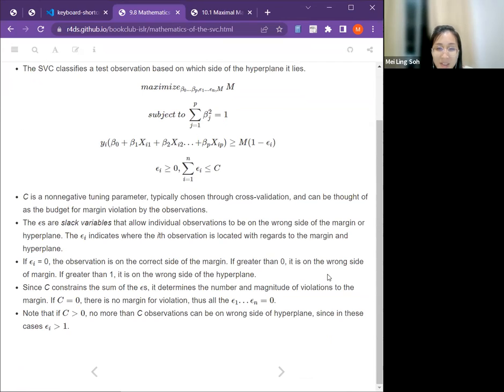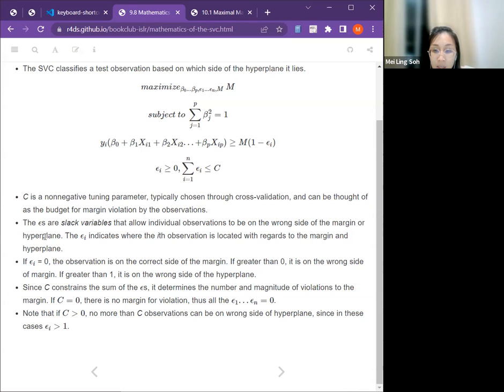The mathematics part is still complicated. You want to maximize your margin as usual, but now you have a C, which is a non-negative tuning parameter, which we choose earlier. I said we can use cross validation to determine how many misclassifications and how many observations you want to allow inside that soft margin, right? Then the E's, the errors, are slack variables that allow for individual observations to be on the wrong side. So let's say you draw a hyperplane, then maybe a few of the points will be on the wrong side.